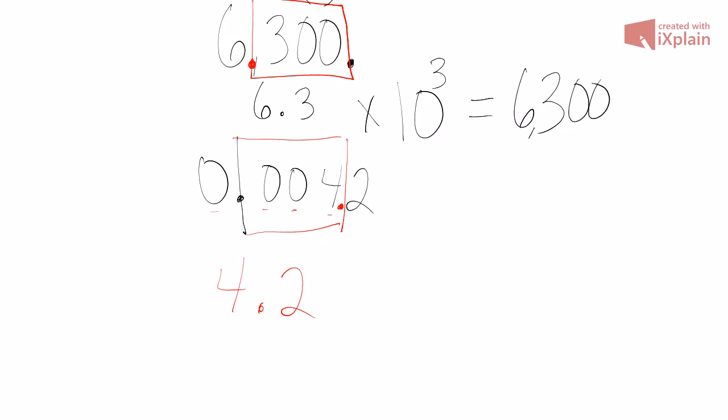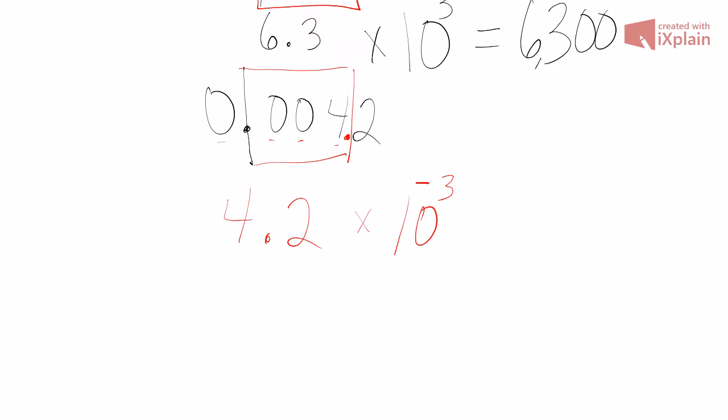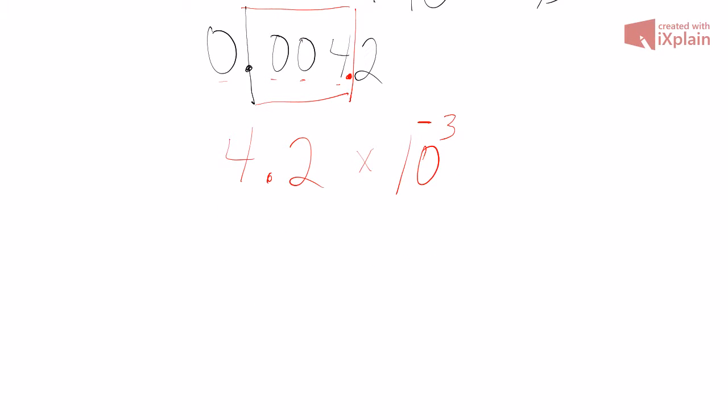because that's what I had here, times 10. And how many numbers are in that box? Well, I've got 1, 2, 3, so it's 10 to the third. But because we had a number smaller than 1, it's a negative 3. So it's 10 to the negative 3 power. Okay, and that's what makes the decimal go to the left. The negative makes the decimal go to the left, positive makes it go to the right.